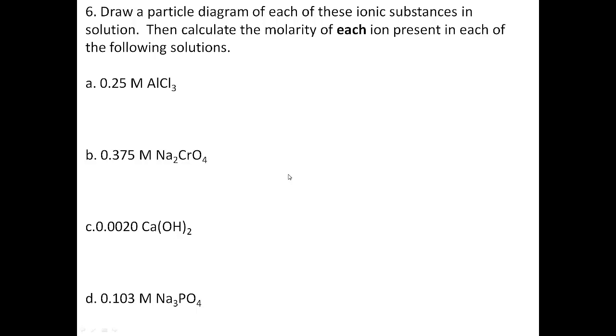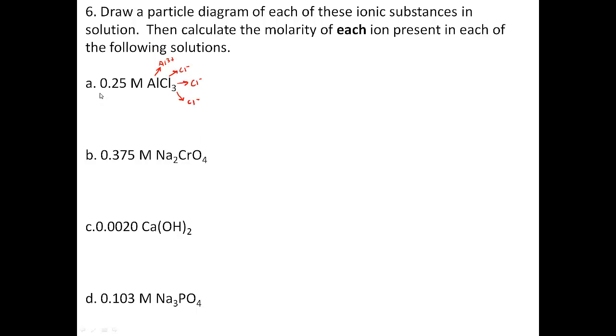Okay, number 6. People tend to get confused on number 6 because they forget that when you dissolve ionic substances in water, they break up into individual ions. So for example, aluminum chloride, it doesn't just break up and stick in chunks of aluminum chloride. It actually breaks up into its individual ions, and you got to know how that's going to work. So aluminum turns into Al3+, right? And then we got 3 chlorides.